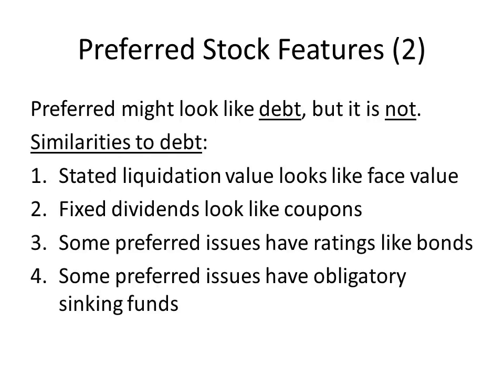Now, oftentimes people get preferred stock and debt confused. Preferred stock might look like debt, but it is not. Let's talk first about the similarities to debt. The stated liquidation value looks a whole lot like the face value on a bond. And those fixed dividends look a whole lot like coupons. And in fact, some preferred stock issues have ratings just like bonds. And also, some preferred issues have obligatory sinking funds, once again, just like bonds. So in these four ways, preferred stock looks a lot like debt.